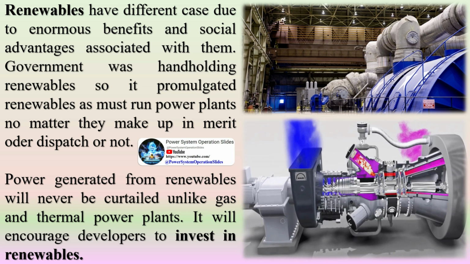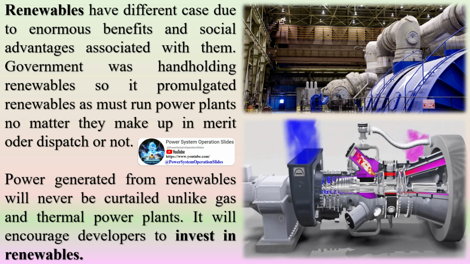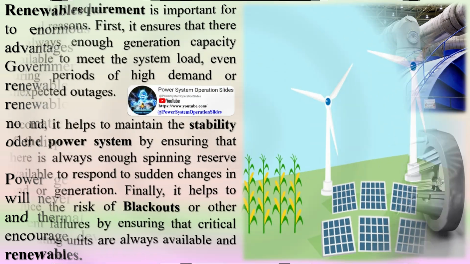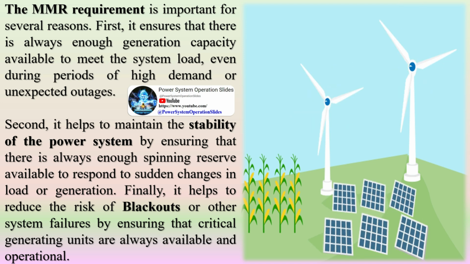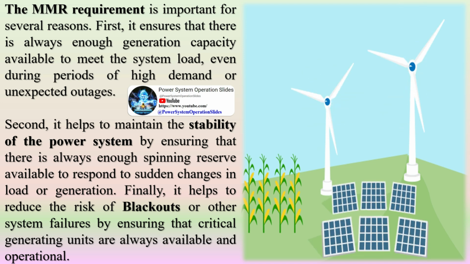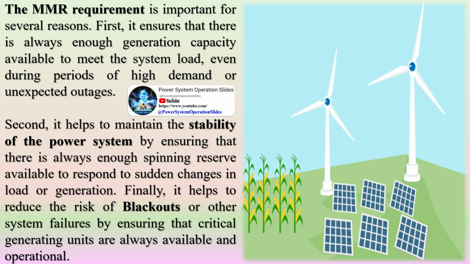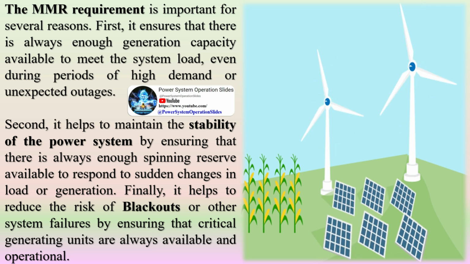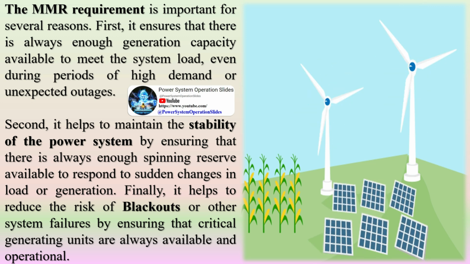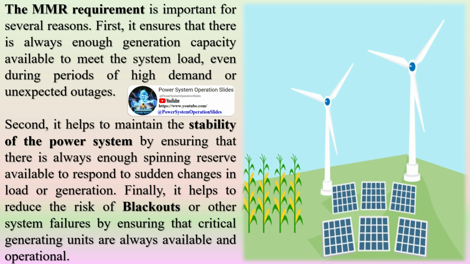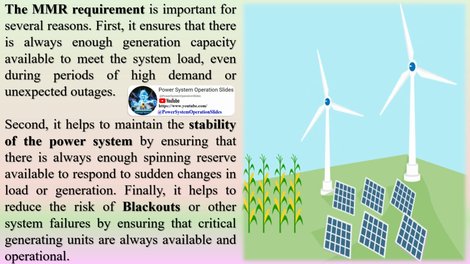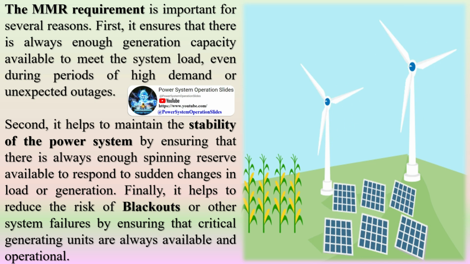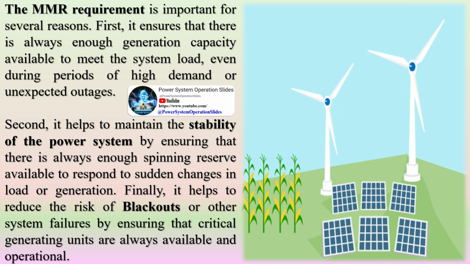The MMR requirement is important for several reasons. First, it ensures that there is always enough generation capacity available to meet the system load, even during periods of high demand or unexpected outages. Second, it helps to maintain the stability of the power system by ensuring that there is always enough spinning reserve available to respond to sudden changes in load or generation. Finally, it helps to reduce the risk of blackouts or other system failures by ensuring that critical generating units are always available and operational.